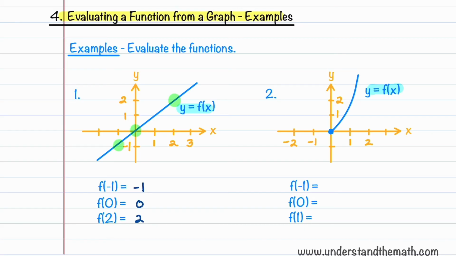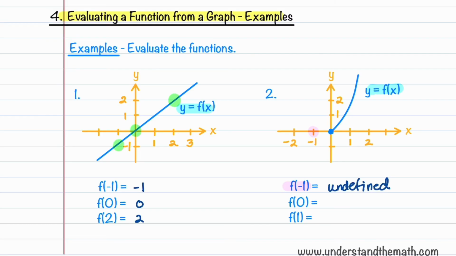Let's now look at our second example. The first point we're going to evaluate is f of negative 1. Notice when we go up to our graph and we look at negative 1, there is no graph at that point. This means that f of negative 1 is undefined. That just means that there's no corresponding y value for the x value of negative 1.